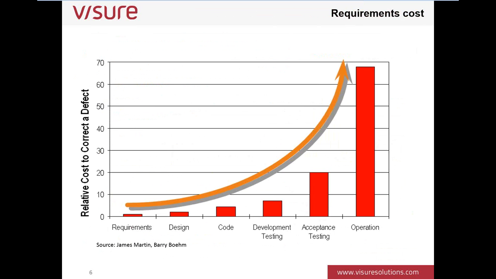And at the end, if we discover an error in the operation step, let's say we perform some testing, we develop, we deliver the software, we deliver the system, and the customer starts using it, and after starting to use it, he discovers there is something missing that we were requested in the requirements. So now it's going to be like 70 times more expensive discovering that during the operation step than during the requirements step.